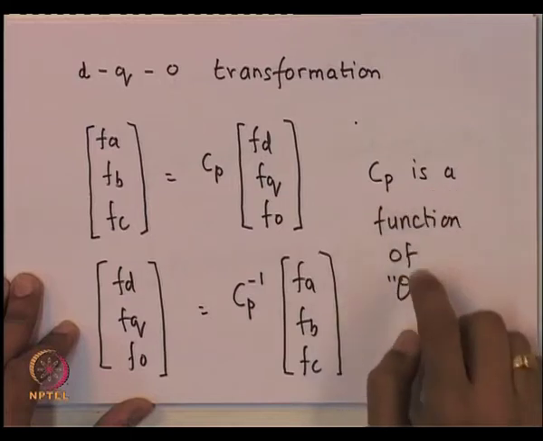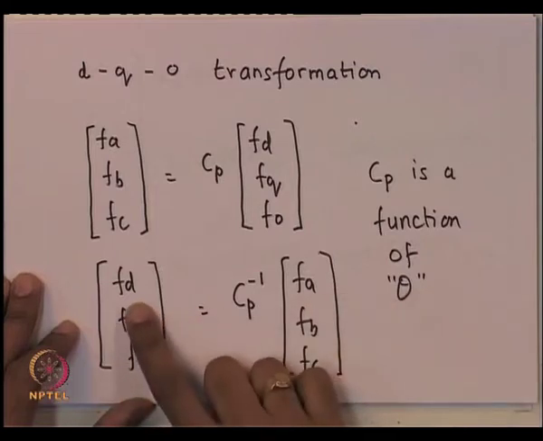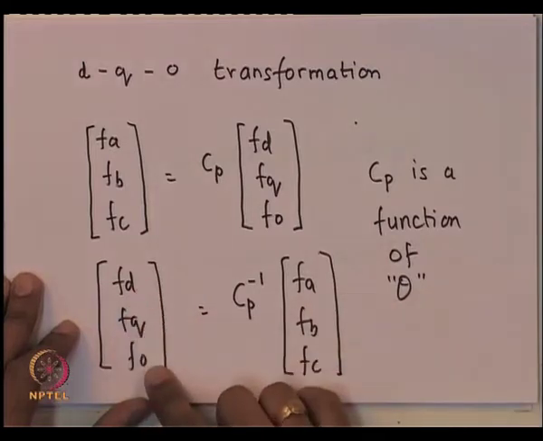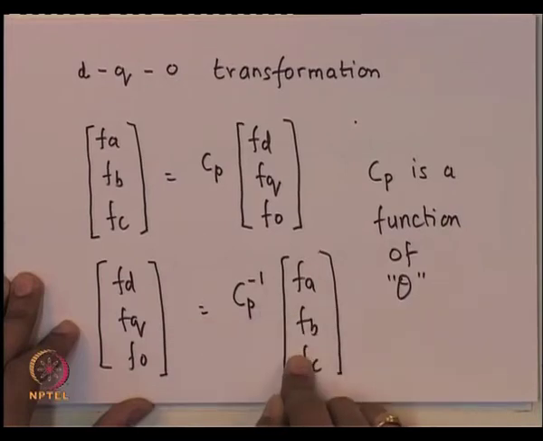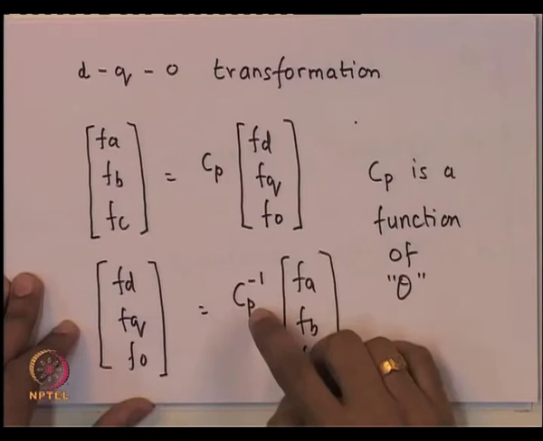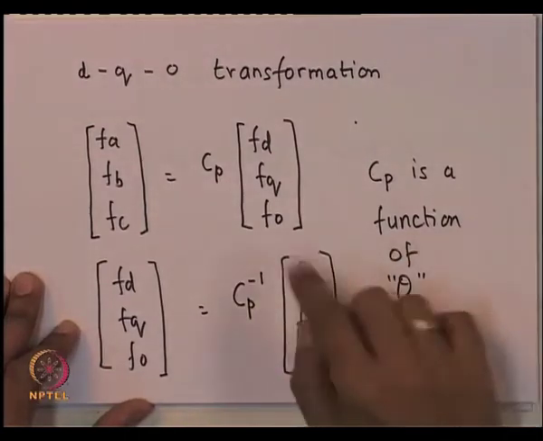C p is a function of theta. Theta is of course the electrical angle, which we have discussed before. Similarly, f d, f q and f 0 are equal to C p inverse times f a, f b, f c. So, we assume of course that C p inverse does exist. In fact, we can verify that it does exist.